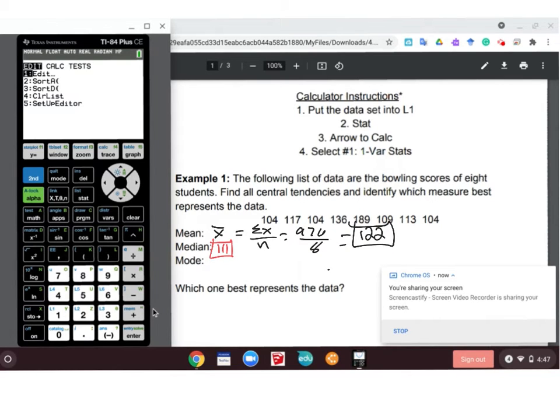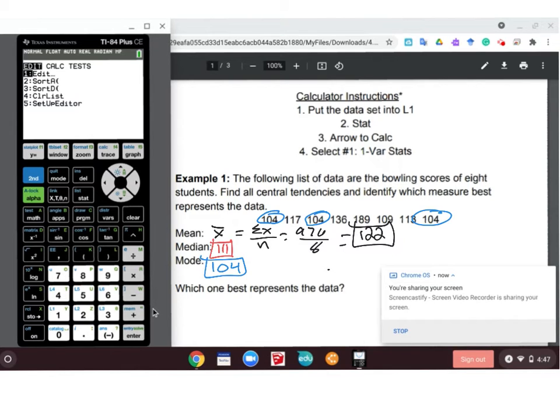Now in order to find our mode, this is the one our calculator will not do, but we look for the one that happens the most often. Just at a quick glance, there are 3 104s. That would be our mode.